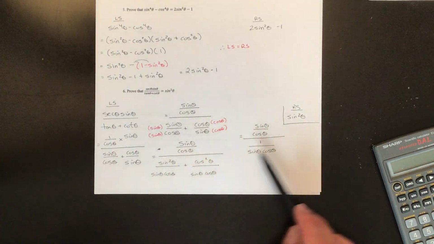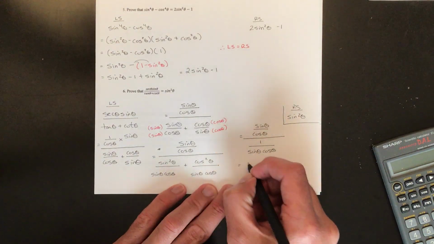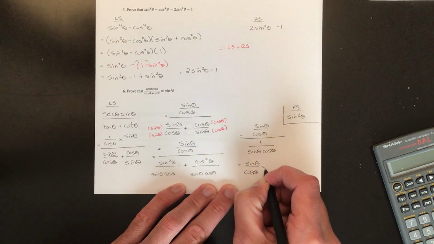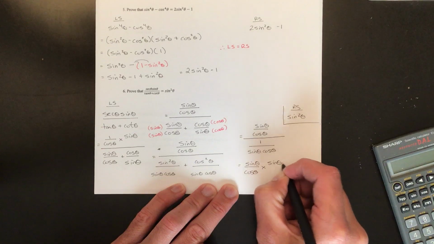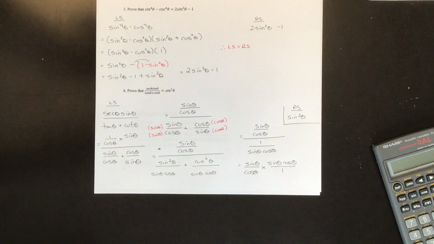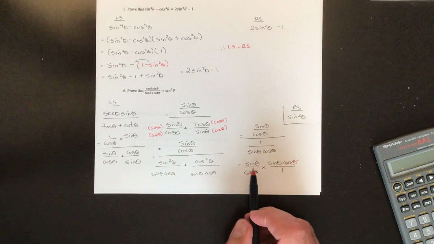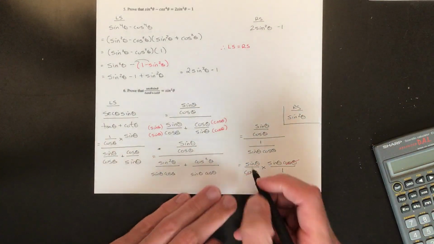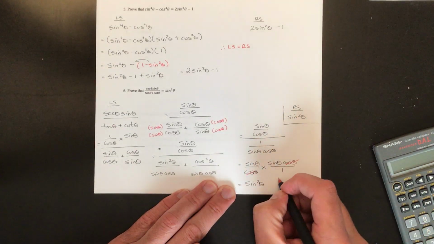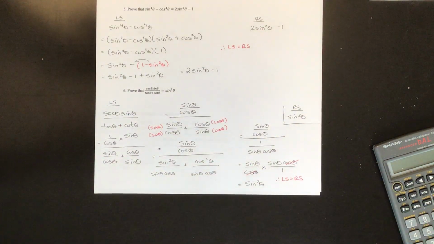Now that I've added those and I only have a single fraction, now I can flip and multiply. So sine theta over cos theta times sine theta cos theta over 1. The cos on bottom cancels out the cos on top. I'm left with sine times sine, which is sine squared. And therefore, left side equals right side.